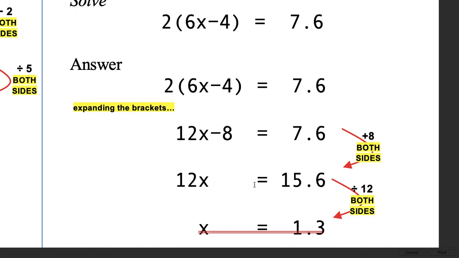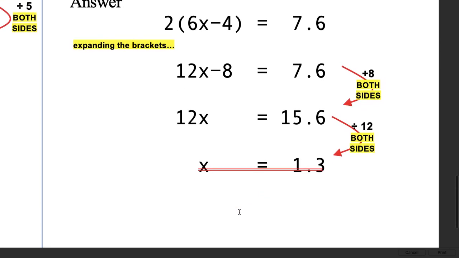But I don't want to know what 12x's are. I want to know what 1x is on its own. So dividing everything by 12, both sides because it's like a balance, that comes to x equals 1.3.